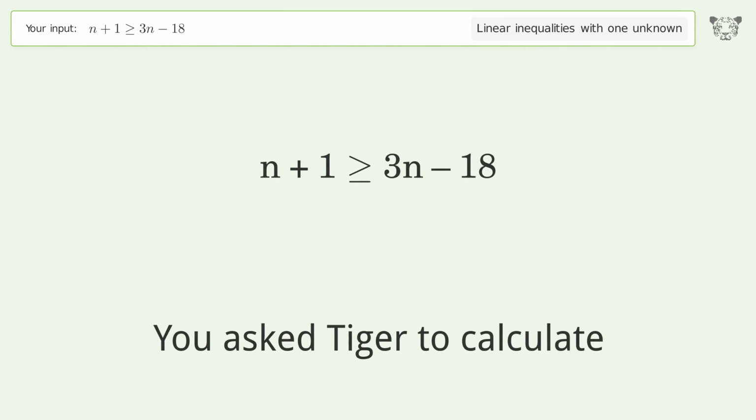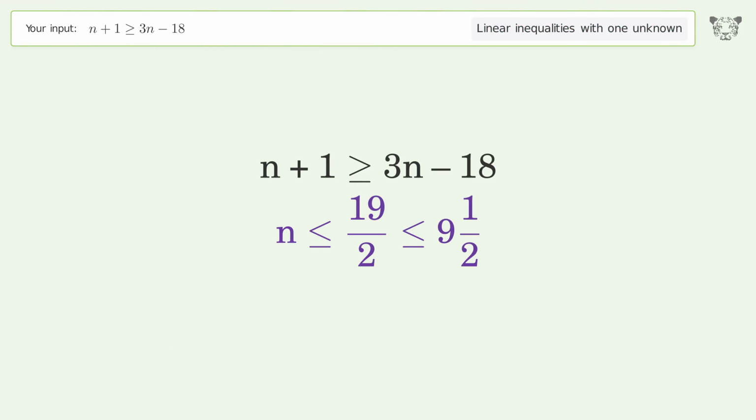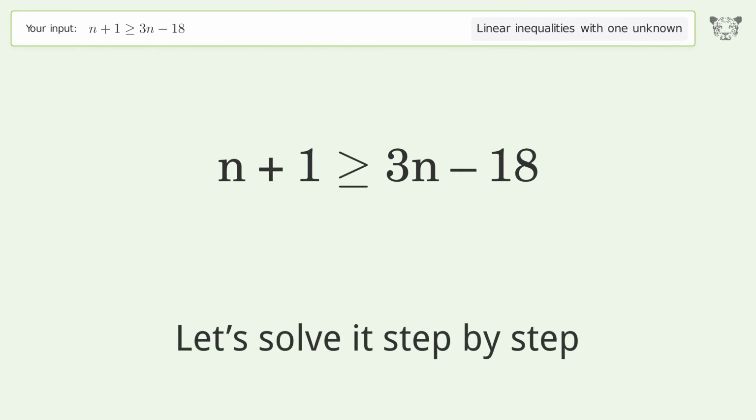You ask Tiger to calculate. This deals with linear inequalities with one unknown. The final result is n equal or smaller than 19 over 2 equal or smaller than 91 over 2. Let's solve it step by step.